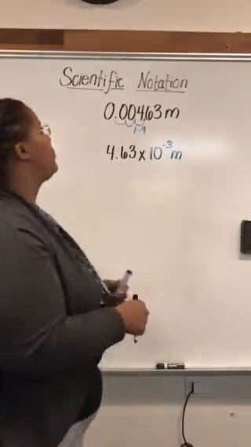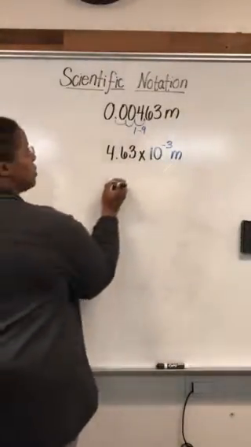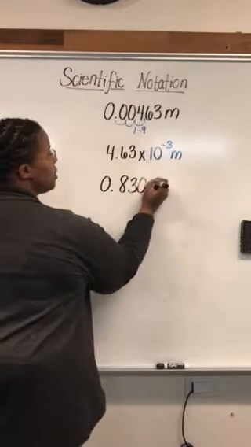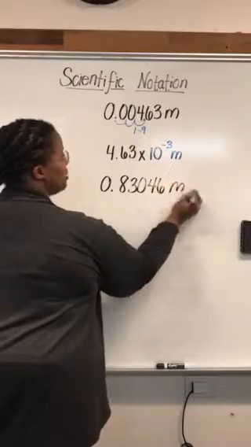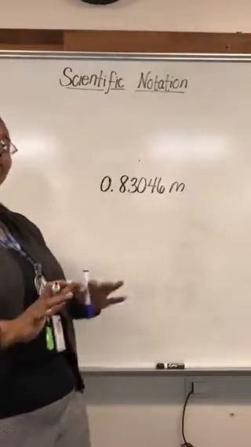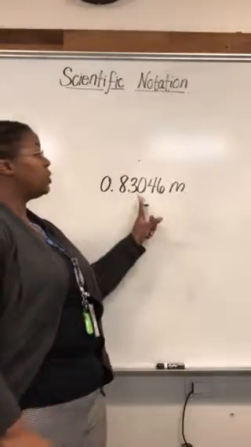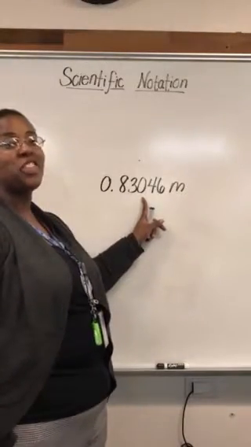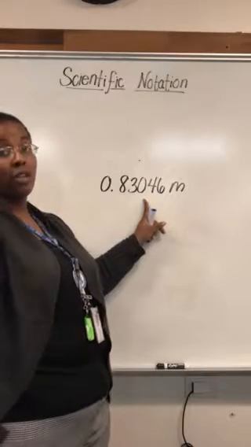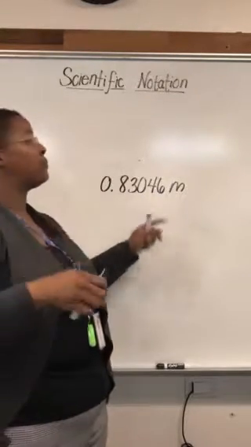Let's do one more example. If you're given the number 0.83046 meters. Another thing that kind of throws students off a little bit is when you give them that 0 in the middle of their number. What do you do? Well, think about your rules. Remember, we only have 2.